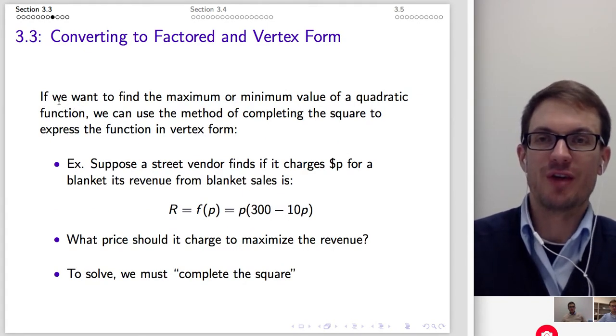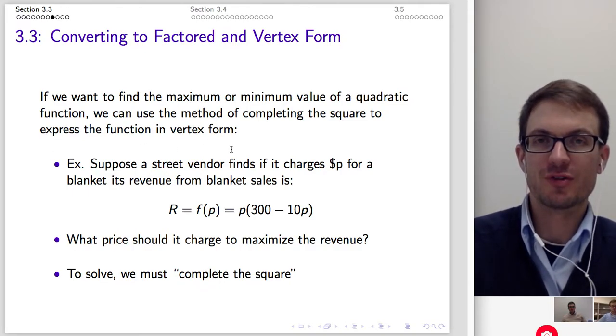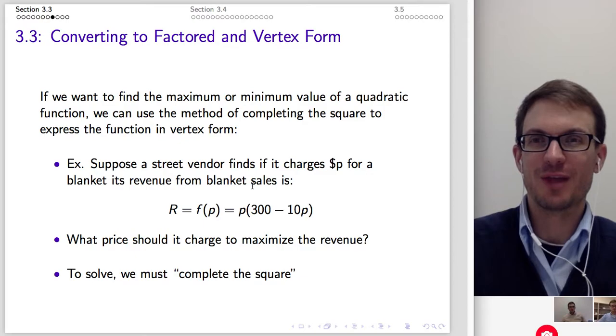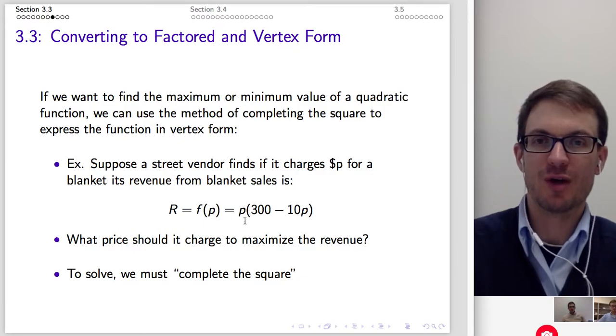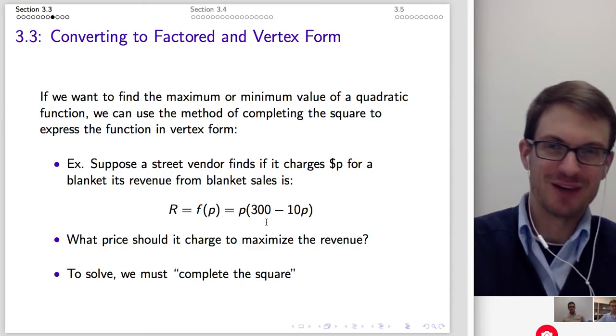All right, here's another example. So suppose we want to find the maximum or minimum value of a quadratic function. We use completing the square to express the function in vertex form. All right, suppose we have a street vendor. It finds if it charges p dollars for a blanket, its revenue from blanket sales is just given by this function, price times quantity. Price times 300 minus 10p. You don't care about this right here, but this is actually a demand curve.